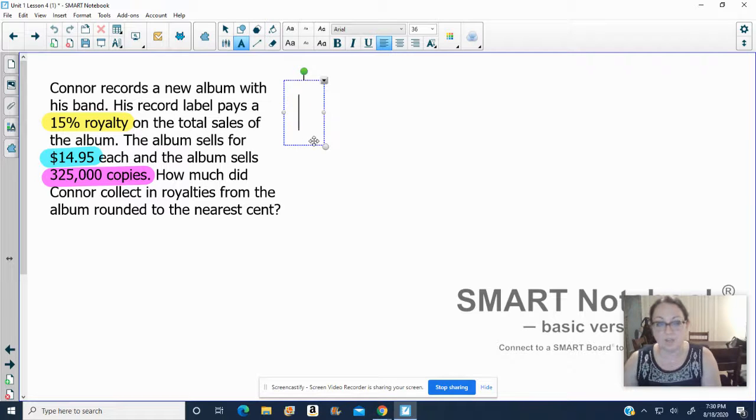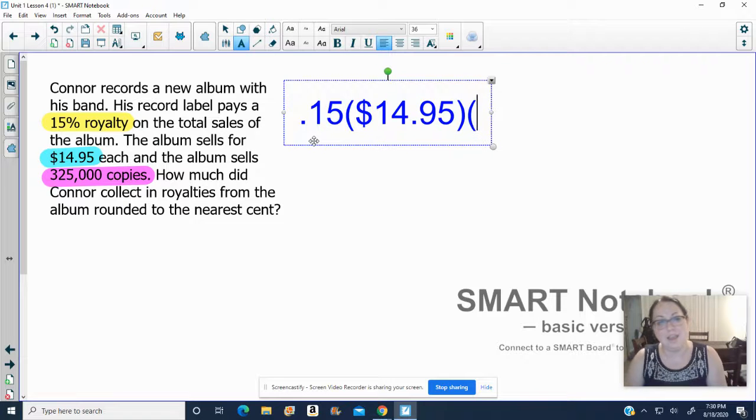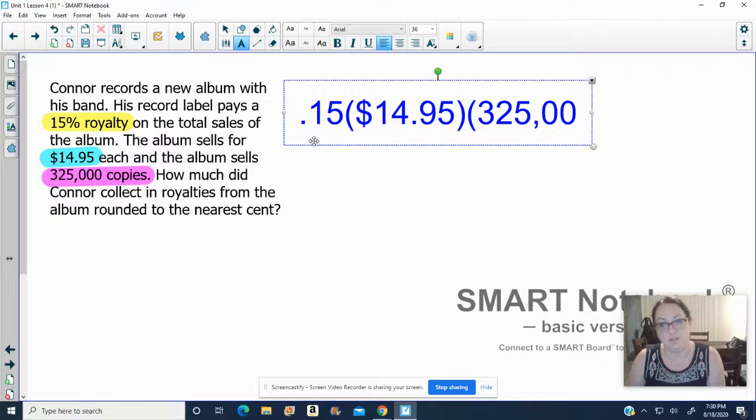So you can either put 15 out of 100 in the calculator, or you can convert 15% ahead of time to 0.15. My parentheses are working again. And you are going to multiply that by the cost of the item, which was $14.95. And you are going to put in how many copies sold, which was 325,000.